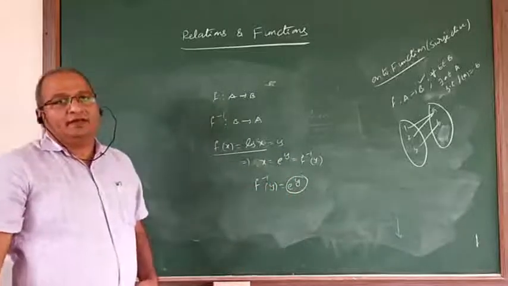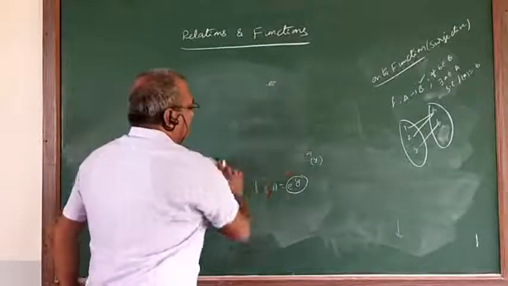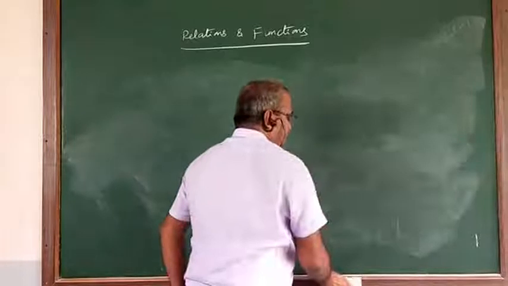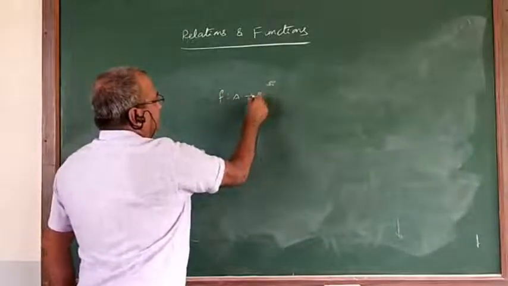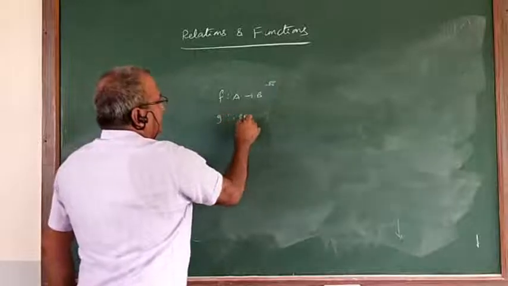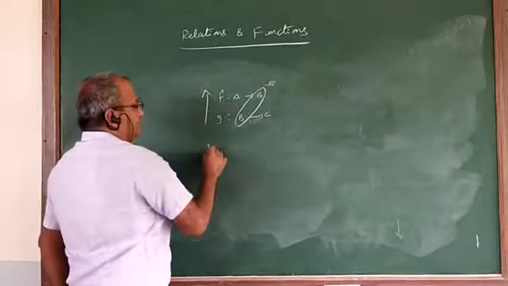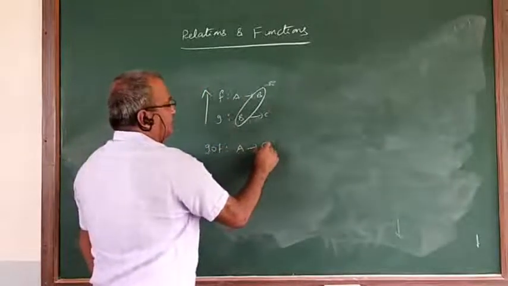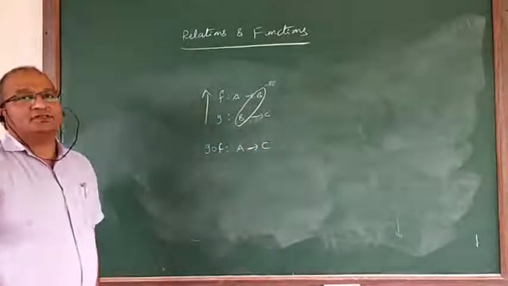So this is about inverse. Next, composition of two functions. Composition of two functions. Let f: A to B be a function, g: B to C be a function. Now g circle f, A to C, is also a function. This function is said to be a composite function.